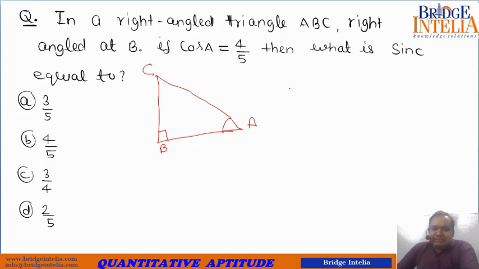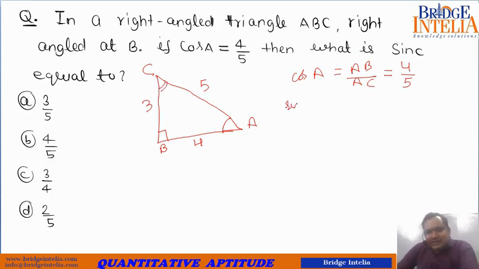So cos A means what? Base upon hypotenuse. So this can be written as AB upon AC. So AB upon AC is already given to us as 4 by 5. So we can assume this to be 4, this to be 5. So if you apply Pythagoras theorem, this will come out to be 3, because 5 square minus 4 square whole under root. So now what are they asking you to find? You have to find the value of sine C.